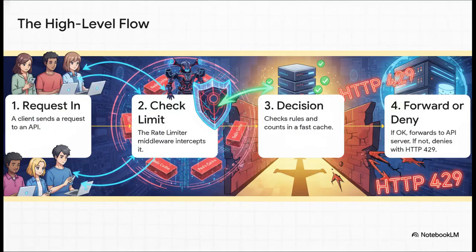So here's what the journey of a single request looks like. A client sends a request. It doesn't go straight to the API server. Oh no, it gets intercepted by our rate limiter middleware first. That middleware then does a lightning-fast check against a cache, something like Redis, to look up the user's current count. If they're under the limit, great, the request gets passed along to the actual API server. But if they're over the limit, the middleware just stops it right there and sends back that famous HTTP 429 too many requests error. The key here is that the main API server is never even bothered by the rejected traffic.